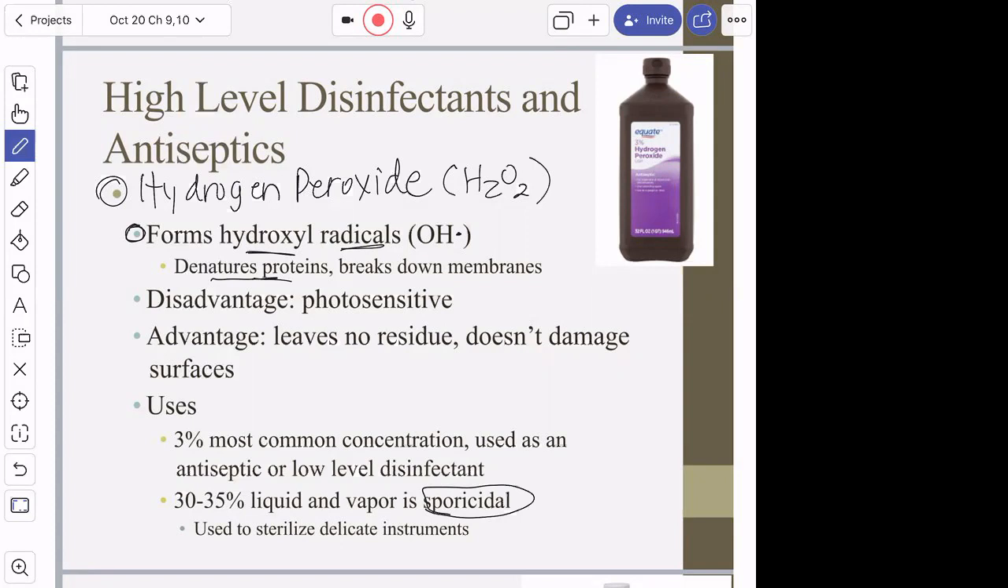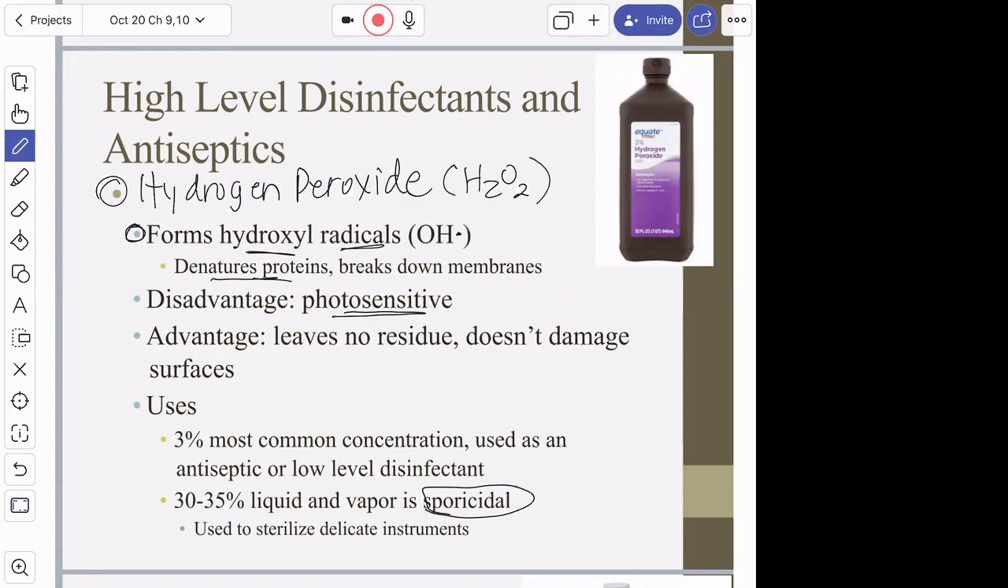Okay. One disadvantage is that, like bleach, it's photosensitive. So whenever you buy hydrogen peroxide, it's going to be in a dark bottle like this. I found this in the back of my medicine cabinet. The date on it is 1995. It was totally evaporated. There wasn't anything in it. But that opacity is supposed to keep the hydrogen peroxide from going off.